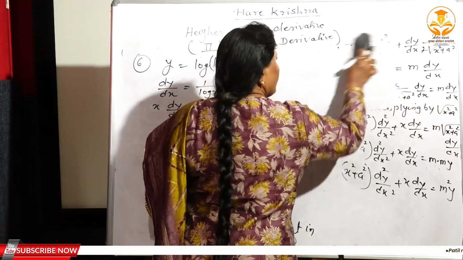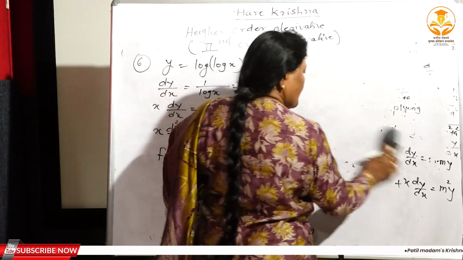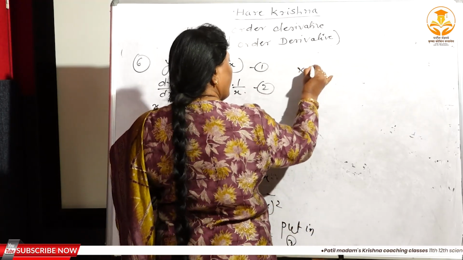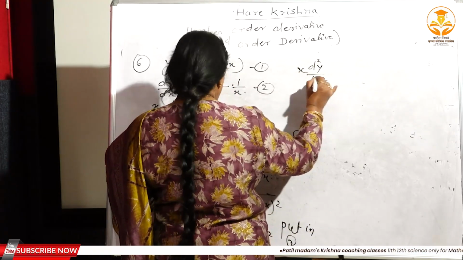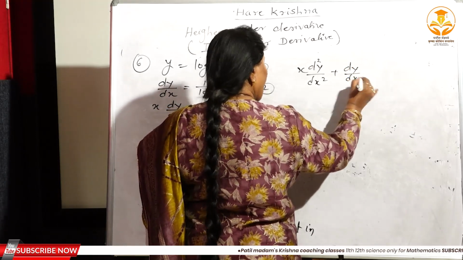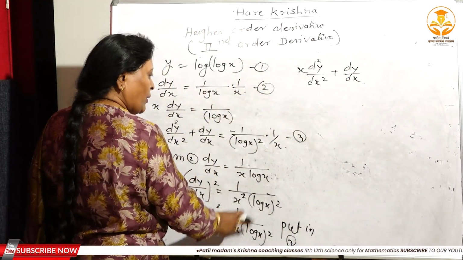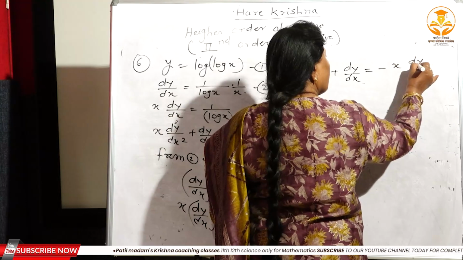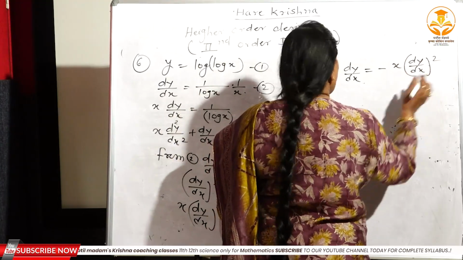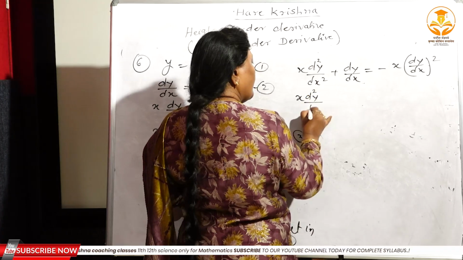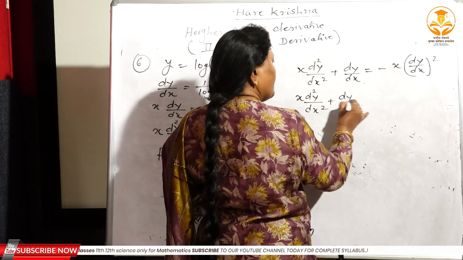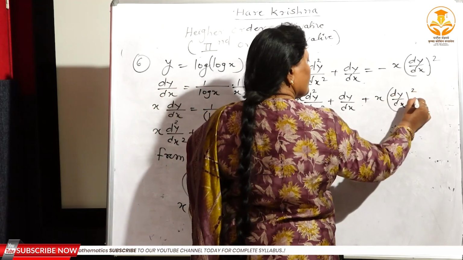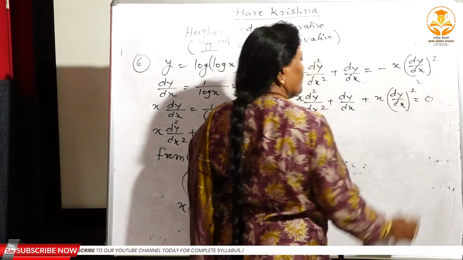If you put in the third, you have got the expression like this. See here, x d2y divided by dx square, again dy by dx. Here again, that is 1 upon x log x whole square. It is nothing but x dy by dx. This is minus x dy by dx whole square. Right? Now x d2y divided by dx square plus dy by dx plus x dy by dx whole square is equal to 0. Or up to this also you can write.